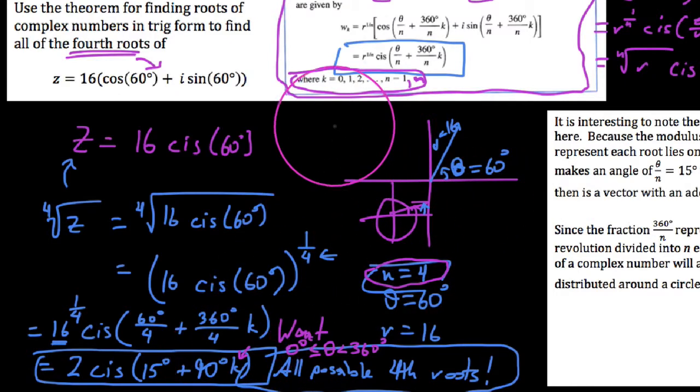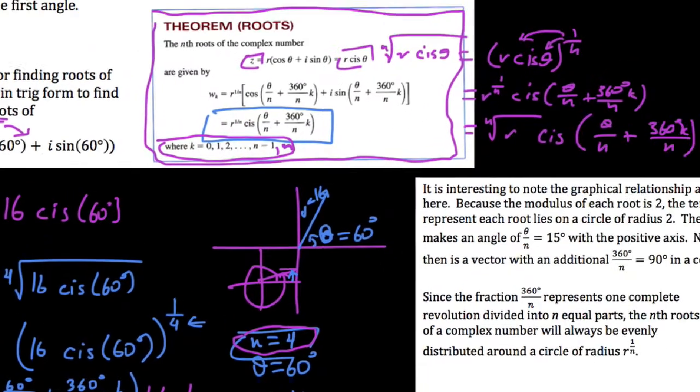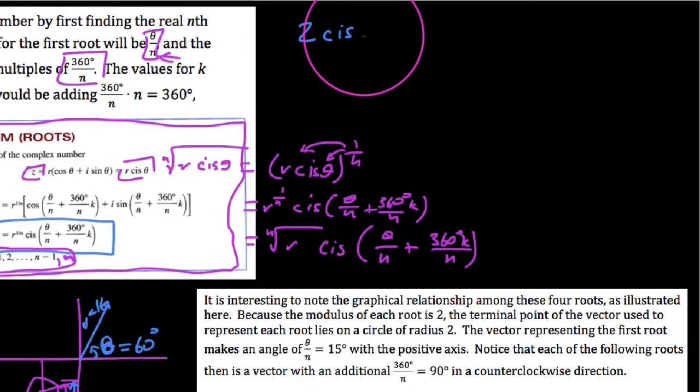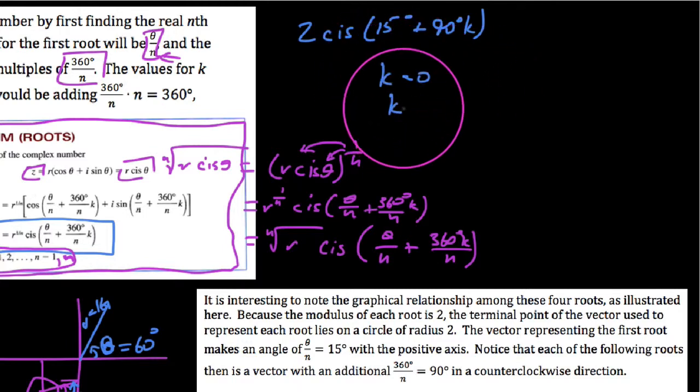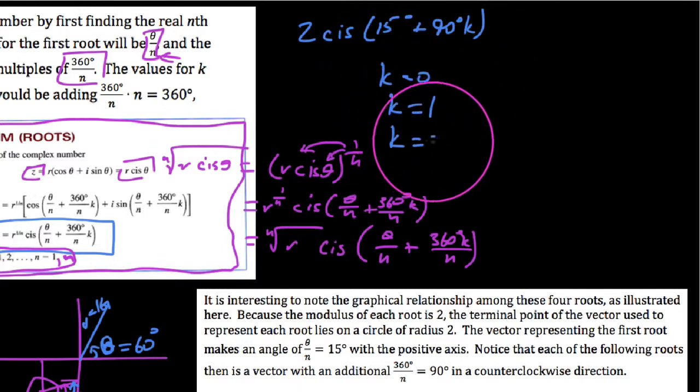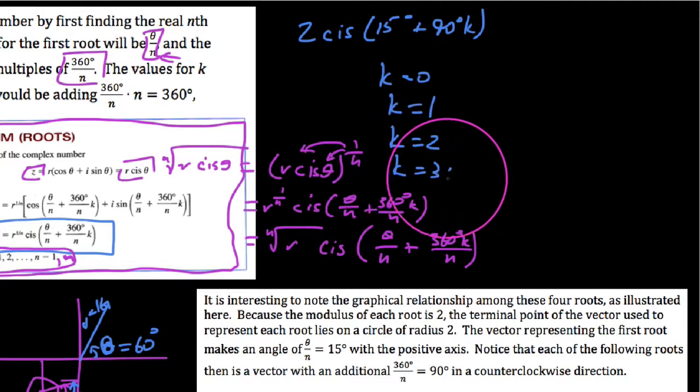So what we're going to do is this. If this is your answer, you have to give me 4 separate answers. And we're going to list them separately now. But here was the general answer, plus 90 degrees k. What we're going to do is list this. We say k equals 0, k equals 1, k equals 2, k equals 3. And in each of these cases, we're going to get a new answer.